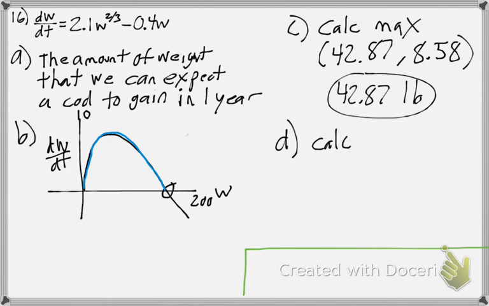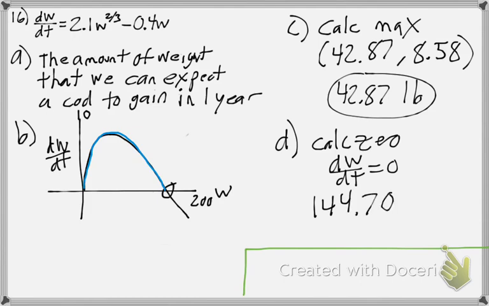So I want to do a calc 0, because I'm looking for where dW over dt is equal to 0. So I'm finding that on my calculator. And we get 144.70, and that'll be pounds.